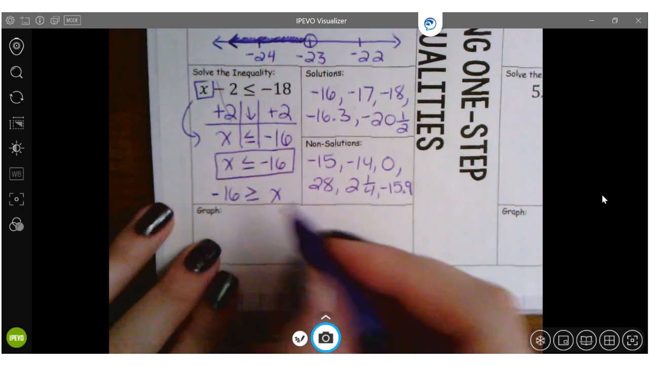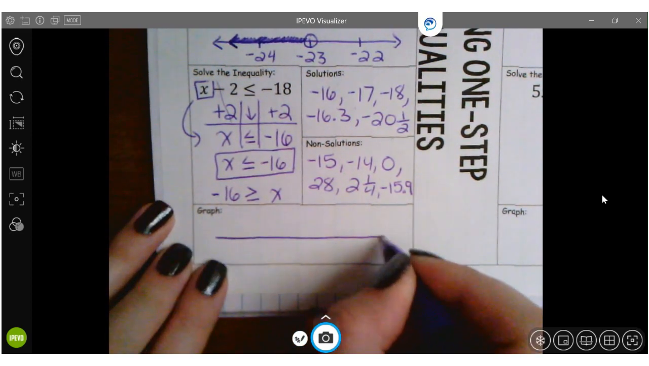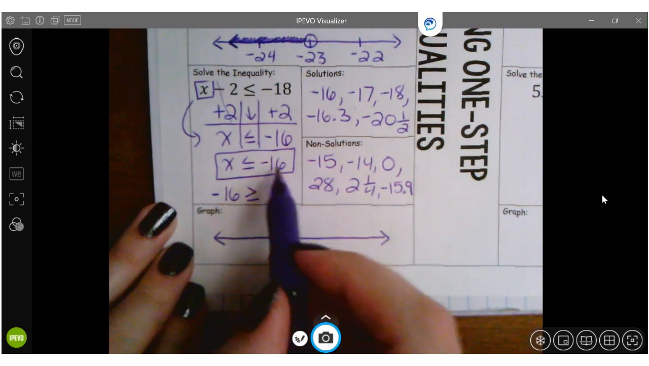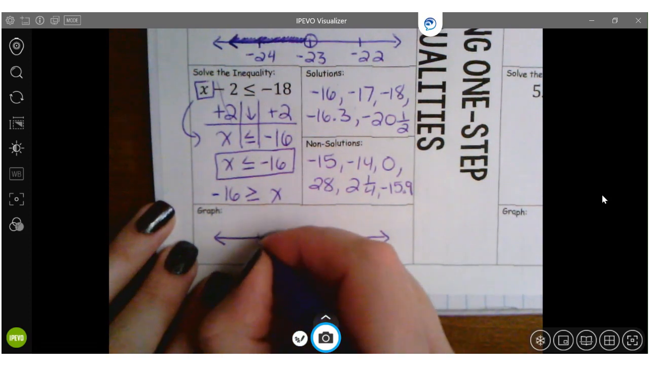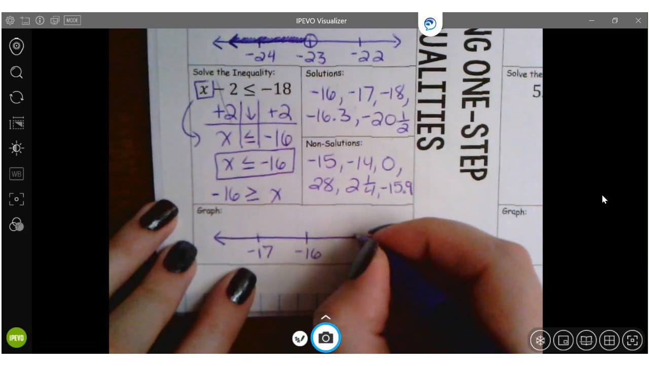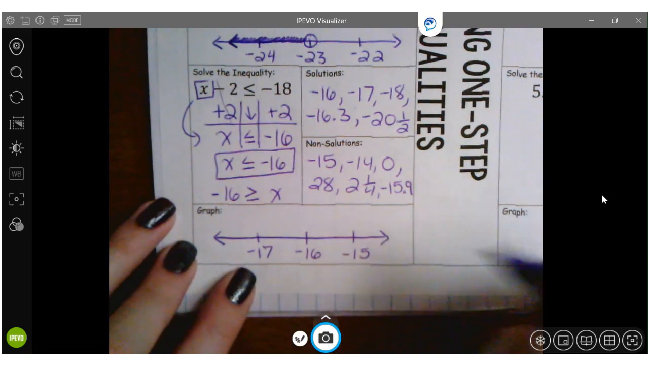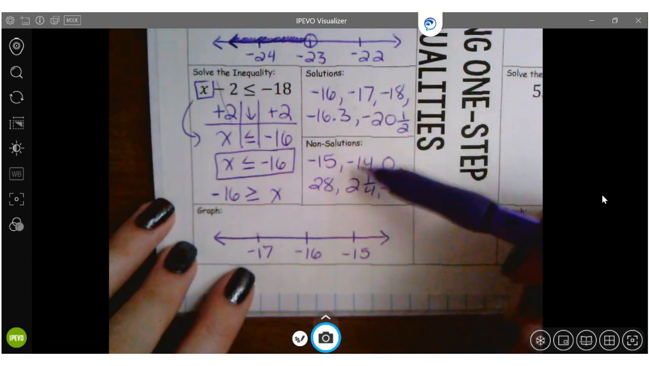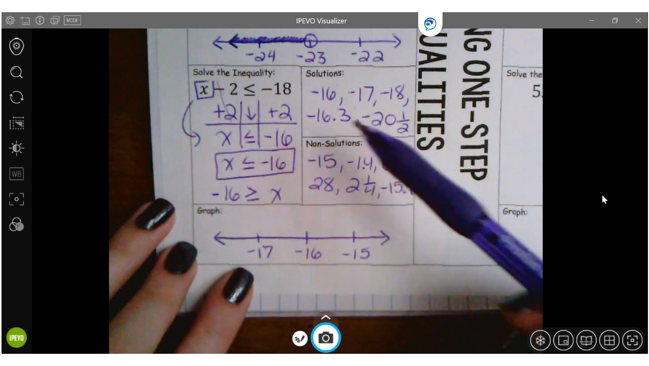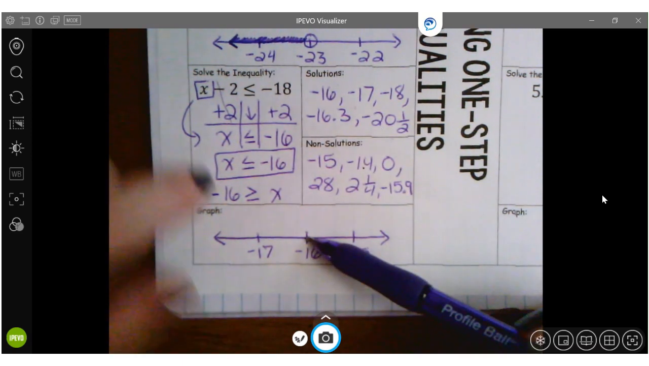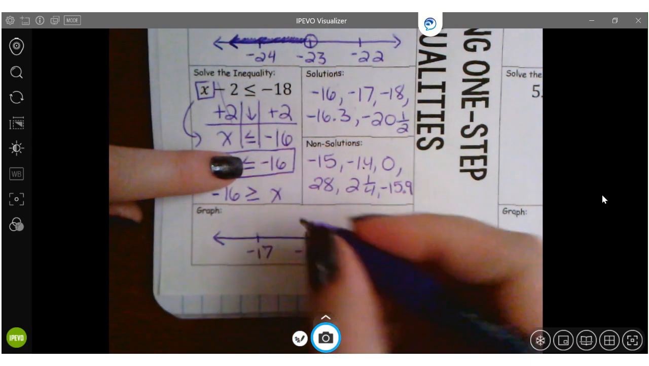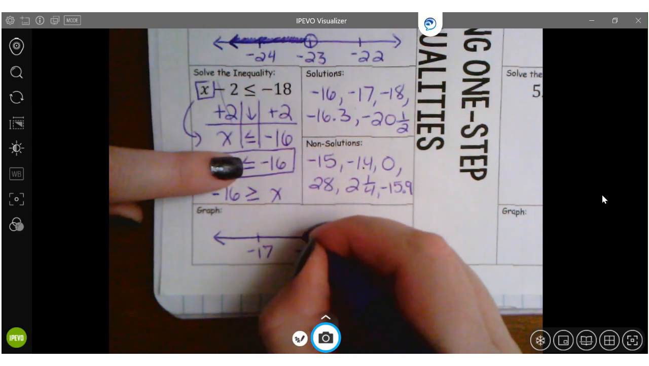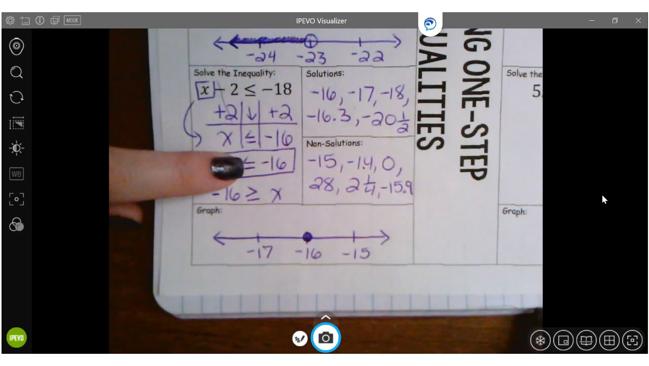So now I'm going to draw my graph, draw my line. The number I'm comparing to x goes in the middle, so negative 16. To the left would be negative 17, so that would be more negative, and to the right would be negative 15. So, looking at my solutions and non-solutions, negative 16 is a solution, so that would be shaded in, and looking at my inequality symbol, that would also show me it's shaded in. More ink in the symbol means more ink in your circle. So I would shade in negative 16 in this case.